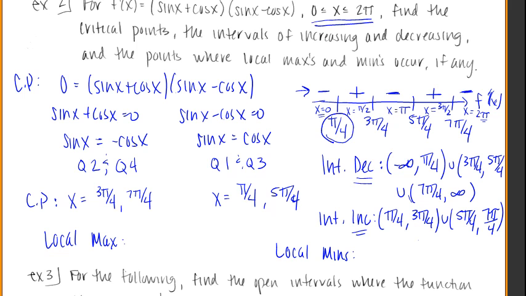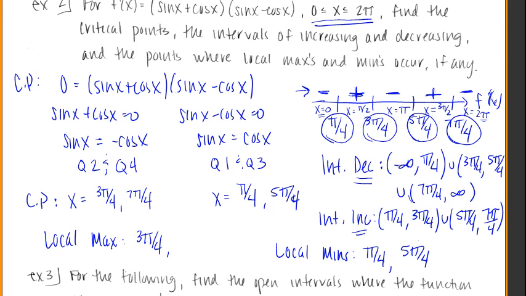I kind of like to go in order and just plop them down. So here, let's look at pi over 4. I'm going down on the left, up on the right, so that is a min. 3 pi over 4, I'm going from up on the left to down on the right, so there was a max there. 5 pi over 4, decreasing on the left, increasing on the right, so it's a min. And going from increasing on the left to decreasing on the right, that will be a max. All right, on to the next problem.